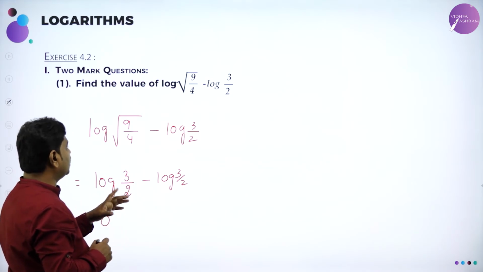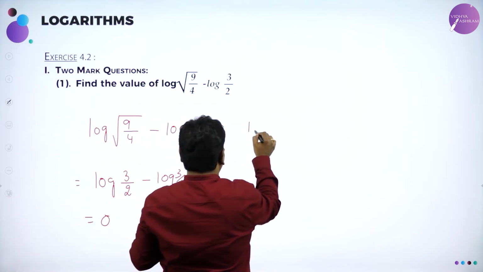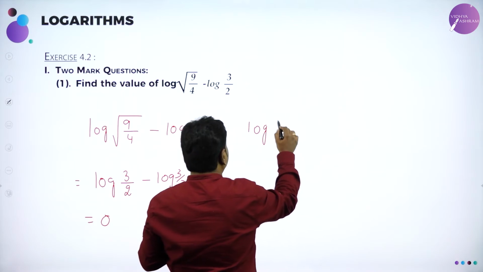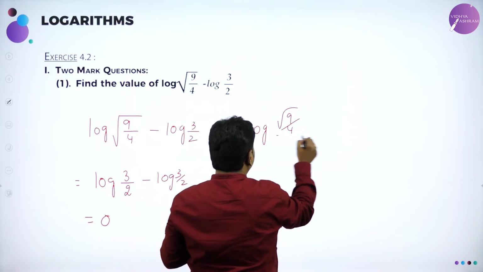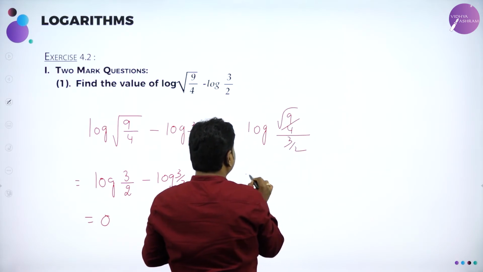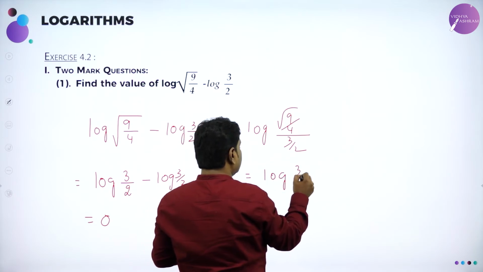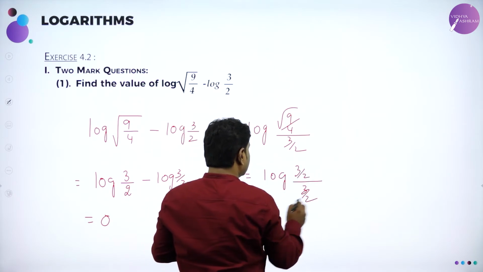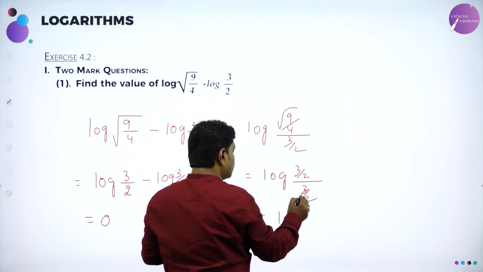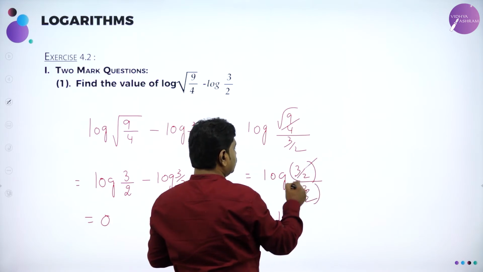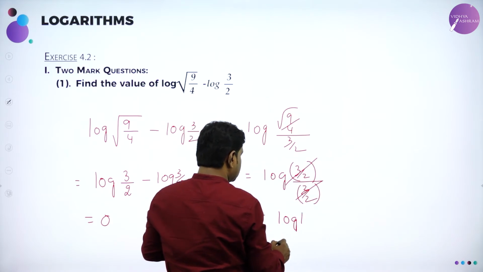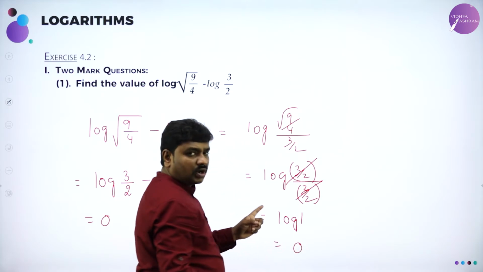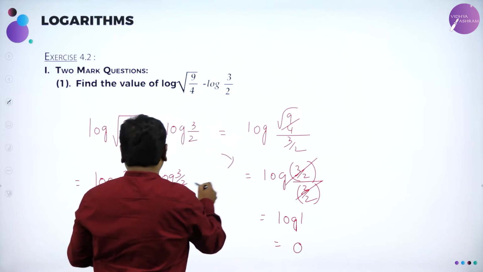And the other way of writing it is log a minus log b. Log a minus log b can be written as log a by b. I can write root 9 by 4 divided by 3 by 2. That is, root 9 by 4 is 3 by 2, divided by 3 by 2. That is log of 3 by 2 over 3 by 2, which cancels, log 1. That is, log 1 is what? 0. Log 1 value is 0. This is the alternate method, or the direct method.